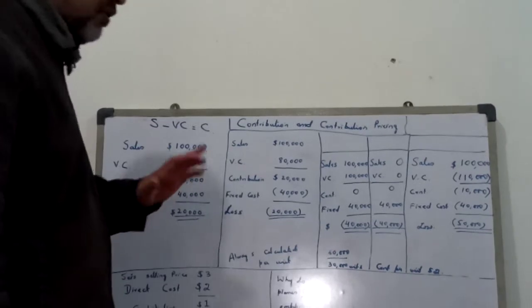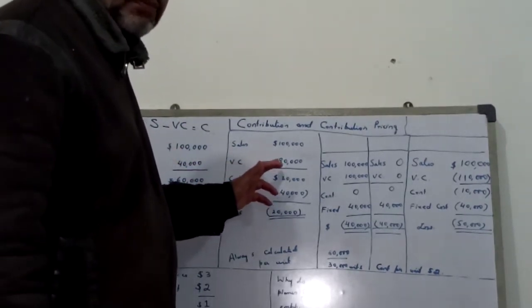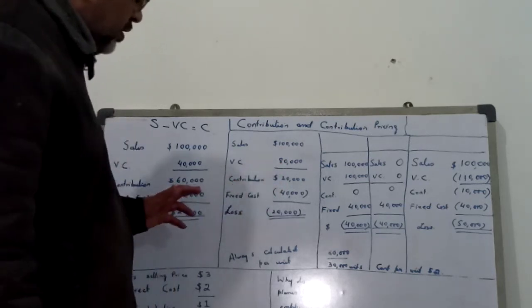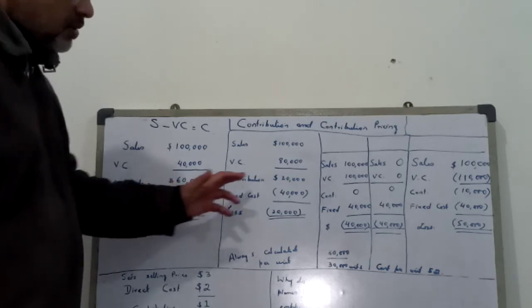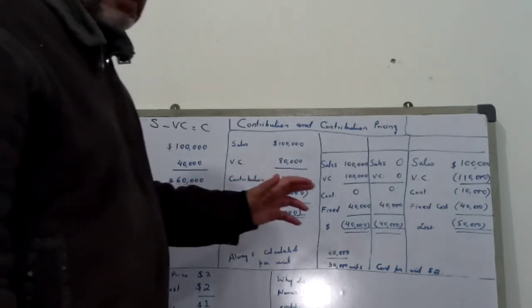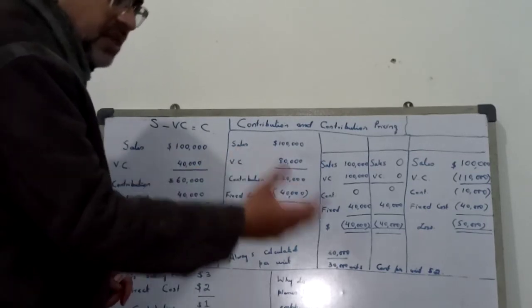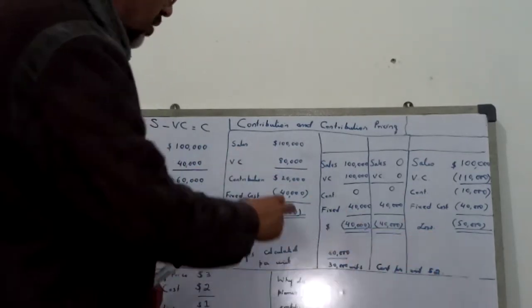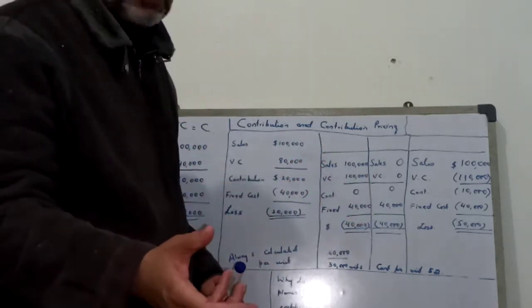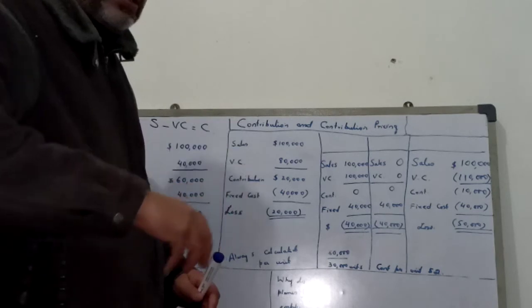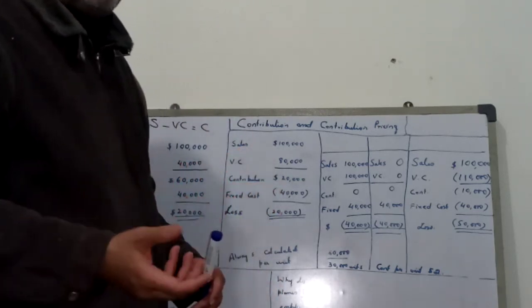Variable cost has risen, for whatever reason, good or bad. It has risen from 40,000 to 80,000. That means that your contribution has gone down from 60,000 to 20,000. So now, instead of 60,000 being available to pay off the fixed cost, you have only 20,000 available to pay off a cost of 40,000. Okay, so this 20,000 will be paid towards the recovery of the fixed cost.